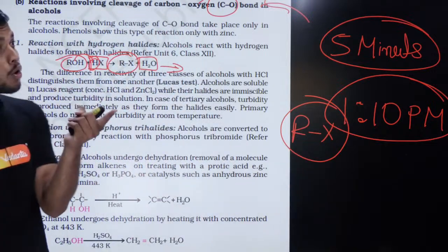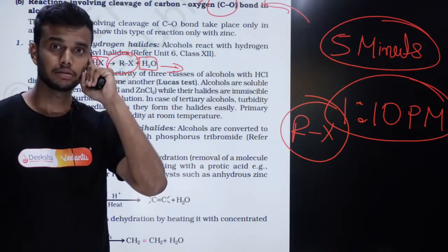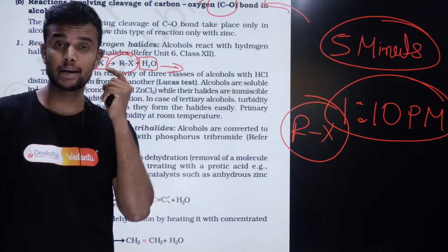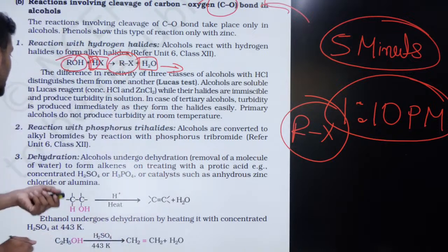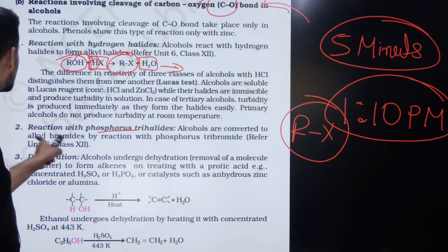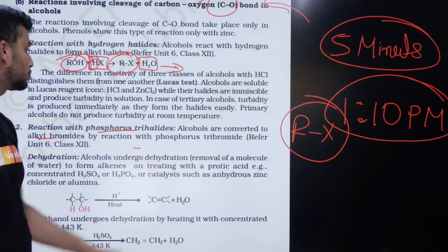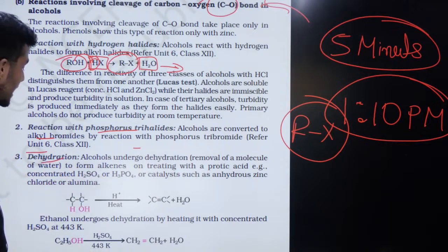Whenever the alcohol is reacted with HX, then it forms an alkyl halide. This thing you can easily correlate. Okay, my dear students, after that is the reaction with phosphorus trihalide, whenever alcohols are converted into alkyl bromides by reaction with phosphorus tribromide. This is already in unit 6. And the next reaction is dehydration.